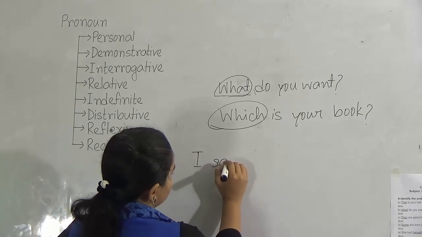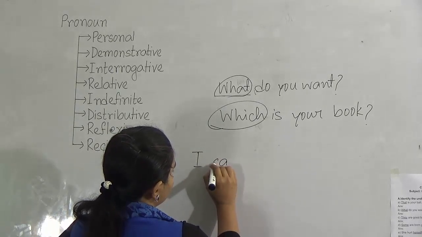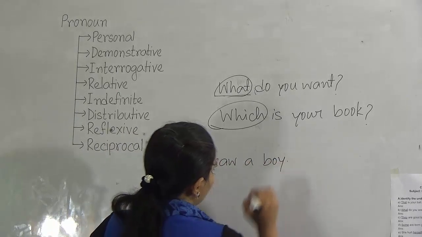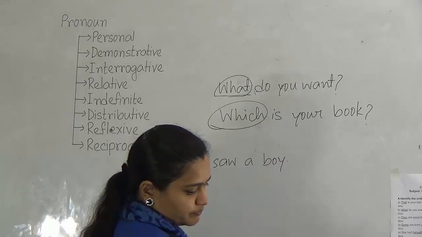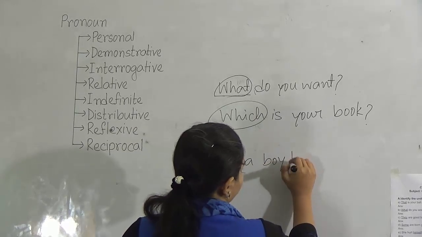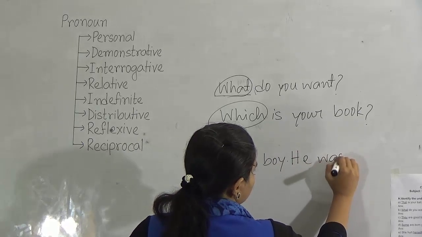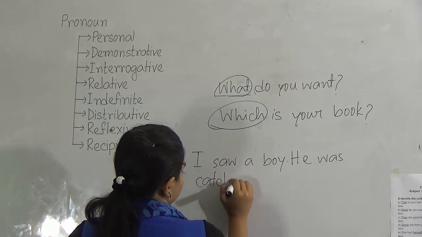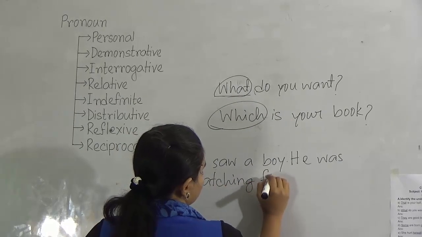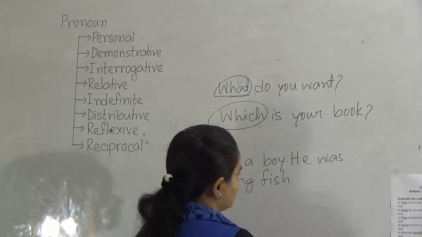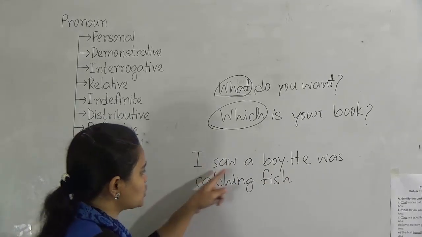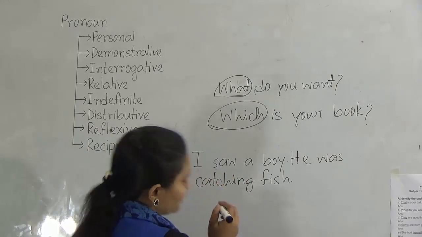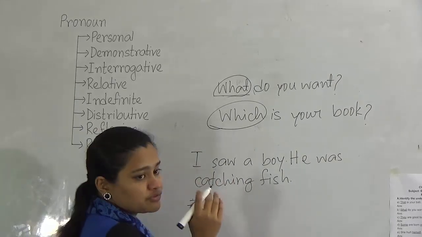I saw a boy. Okay, I saw a boy. He was catching fish. Now look, there are two sentences. I saw a boy, he was catching fish. And we can write this sentence like this. We can join the sentences using a relative pronoun.